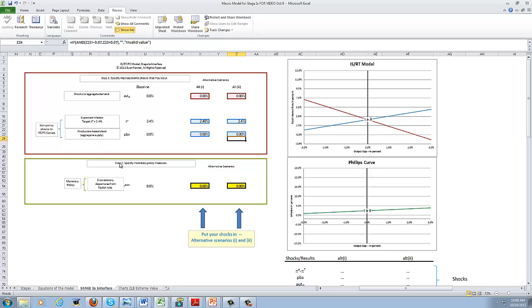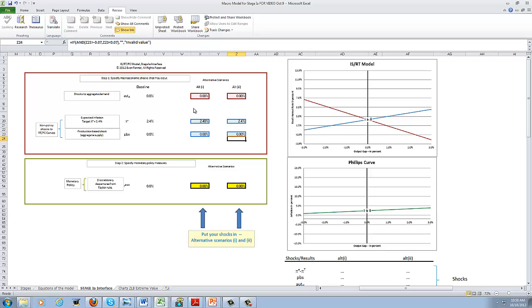Okay, now the second step is to look at monetary policy measures. These are discretionary departures from a Taylor rule. We're going to call this R-DISC, and we can have discretionary loosening or discretionary tightening. So these are the different kinds of shocks. We have a baseline scenario in which there are no shocks, and then we have two alternative scenarios where we are permitted to put in shocks that reflect different assumptions.